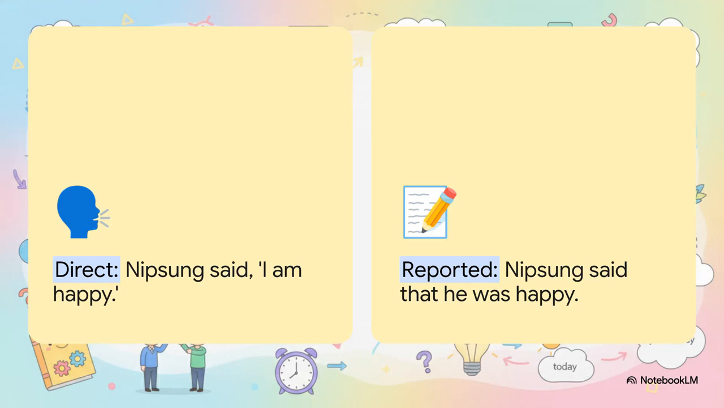Check this out. For direct speech, we have Nipsung said, "I am happy." See the quotation marks? Those are his exact words. But in reported speech, all that clunky punctuation just disappears. We have the little word that, and I am smoothly becomes he was. So Nipsung said that he was happy. We got his exact feelings across totally perfectly without quoting him word for word.